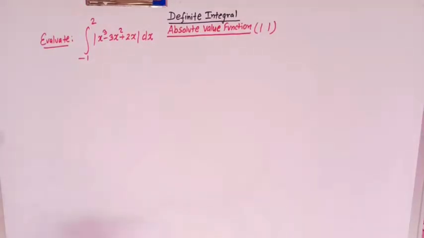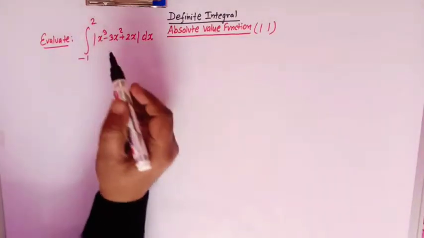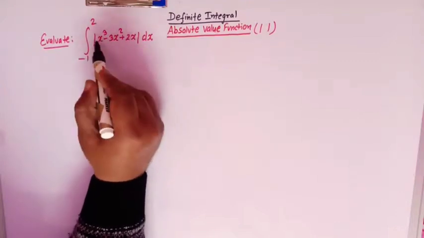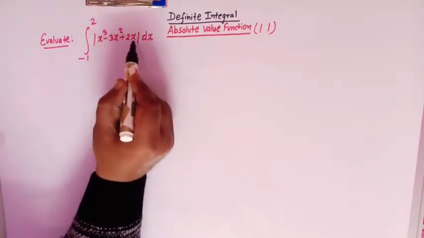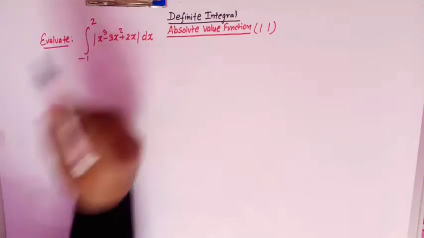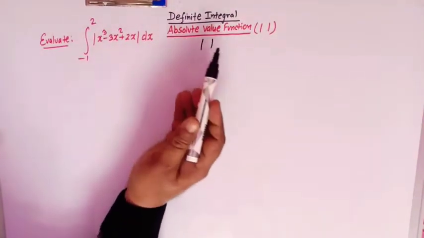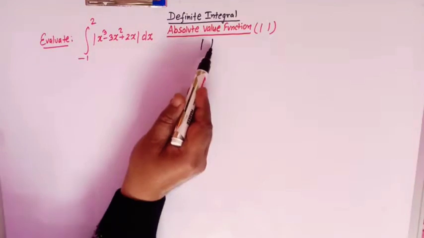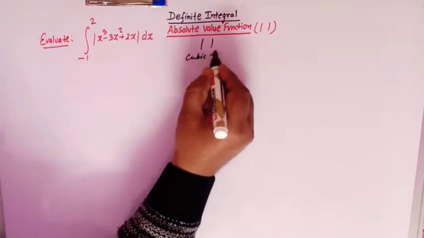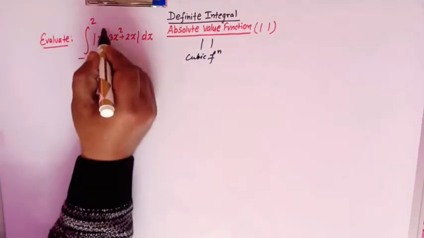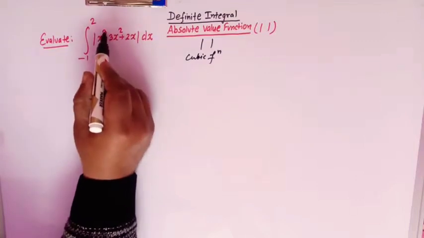Hello viewers, in today's class we are going to discuss one important definite integral involving the absolute value function. Here we have to evaluate the integral of mod of x cube minus 3x square plus 2x from minus 1 to 2. This sign denotes the absolute value function, and inside these two lines we have a cubic function, so the degree of this function is 3.